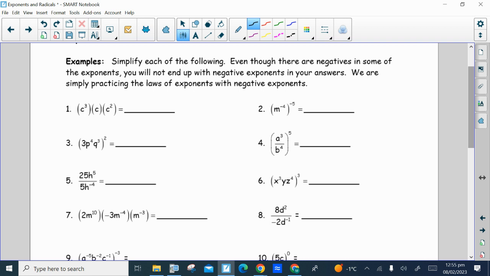So for question 1, you're multiplying 3 powers all with the same base of c. So the law says you add the exponents and keep the base the same. Make sure you note that that middle c is a power of 1. That middle c is c to the power 1. So when you add the exponents, it'll be 3 plus 1 plus 2. You're going to get c to the power 6.